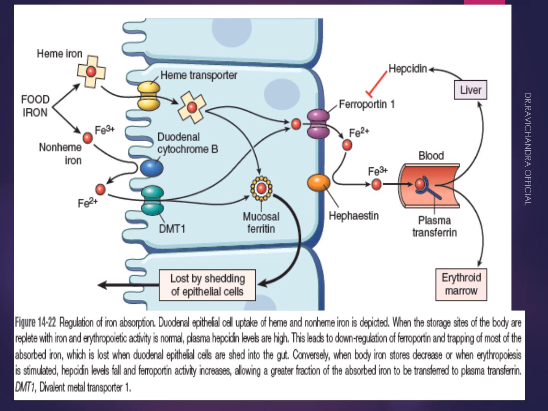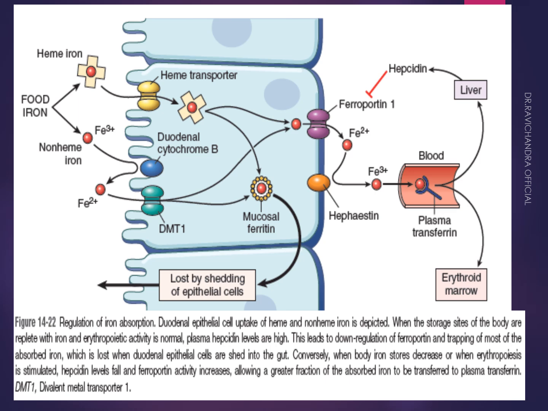This leads to downregulation of the ferroportin and trapping of most of the absorbed iron, which is lost when duodenal epithelial cells are shed into the gut. Conversely, when body iron stores decrease or when erythropoiesis is stimulated, hepcidin levels fall and ferroportin activity increases, allowing a greater fraction of the absorbed iron to be transferred to plasma transferrin. DMT1 is divalent metal transporter 1 shown in the picture.